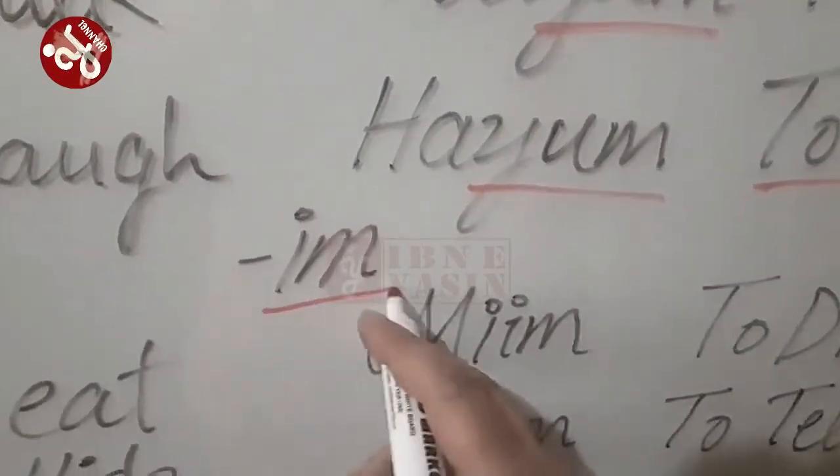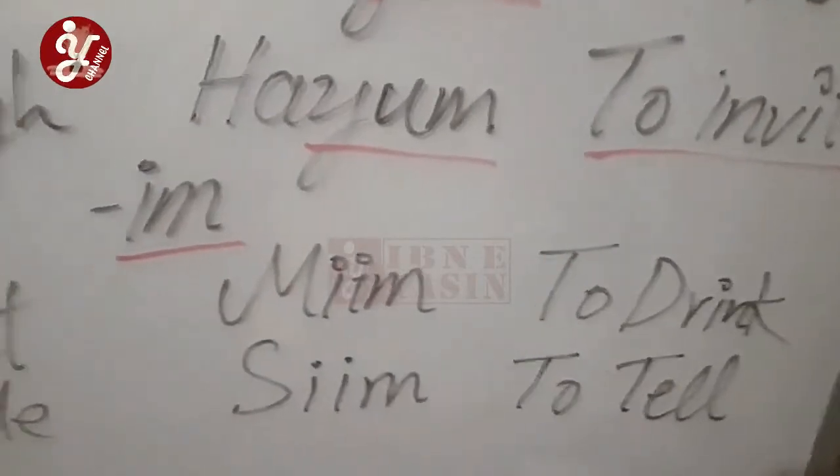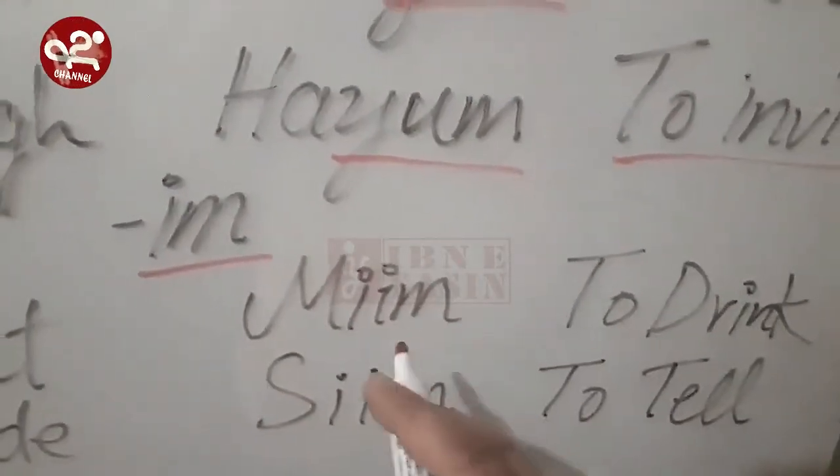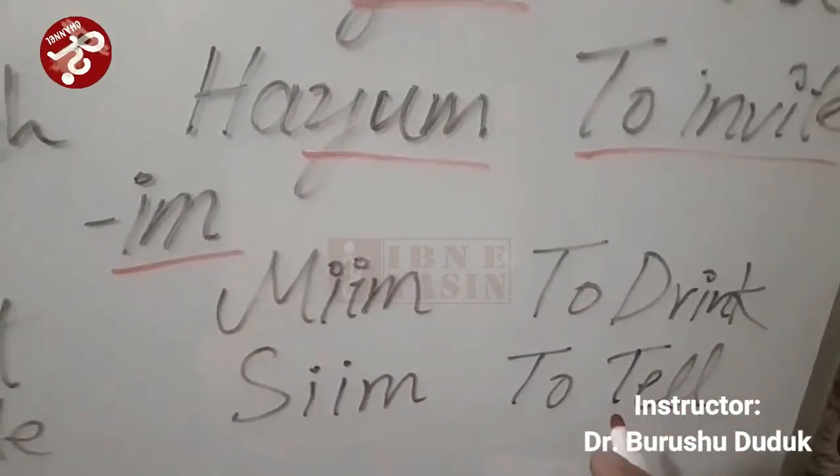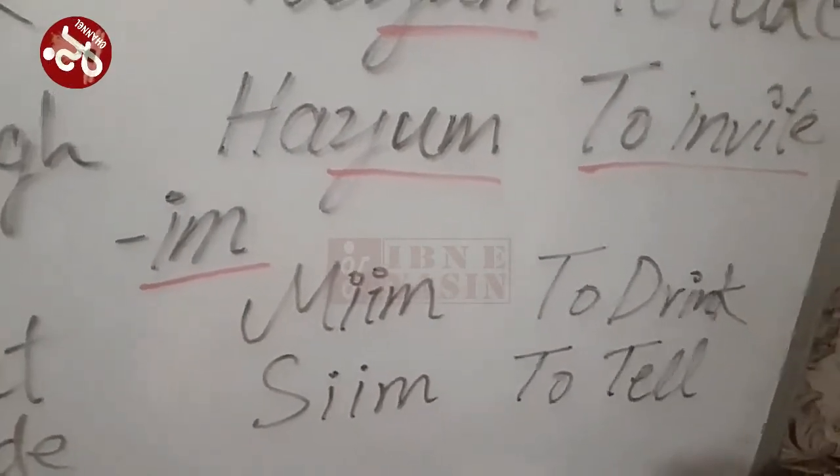With the ending im, we have verbs. We have words like meme. Meme means to drink. Seem means to tell somebody.